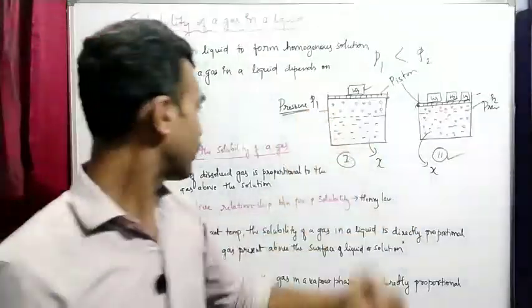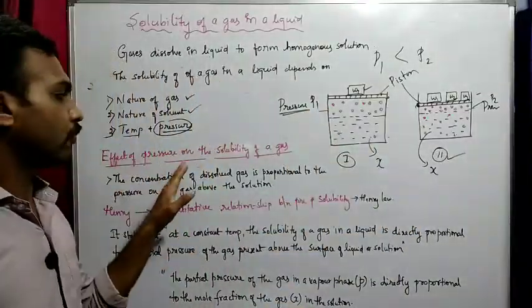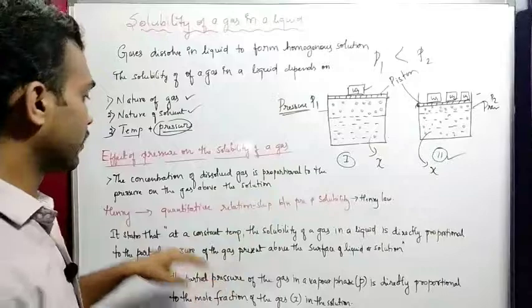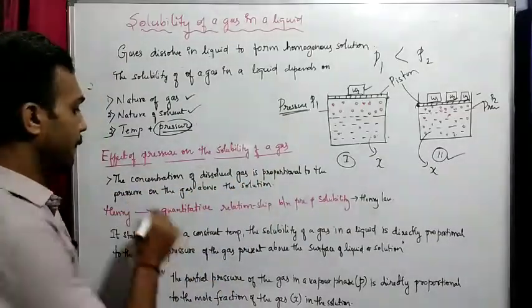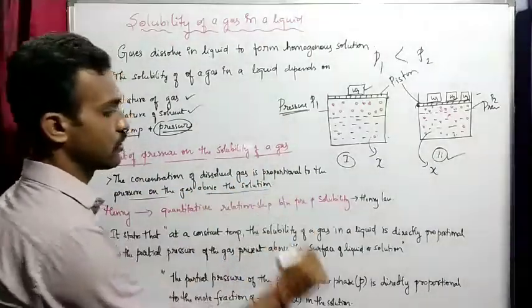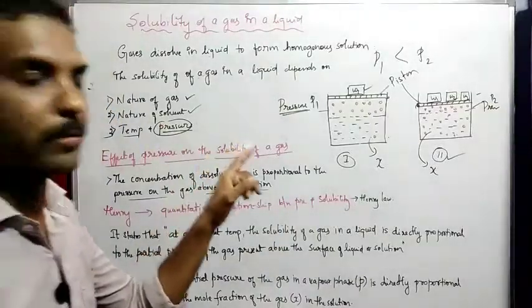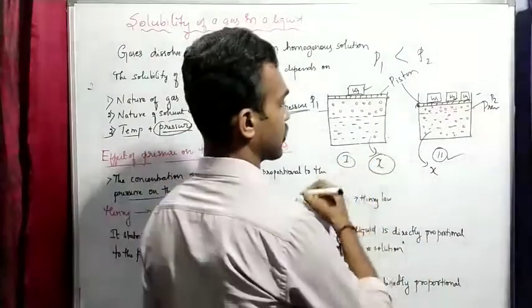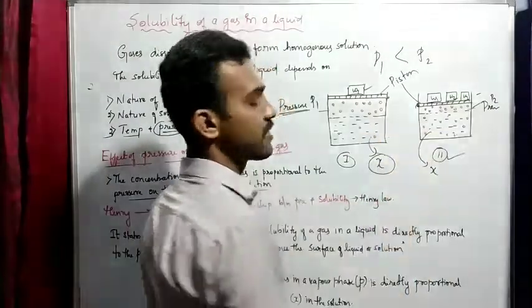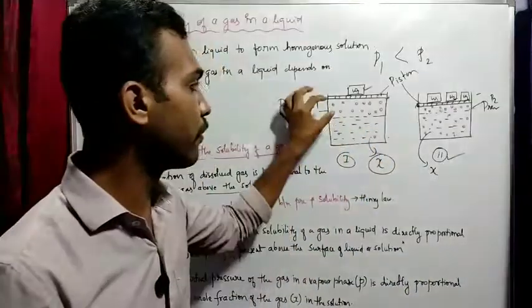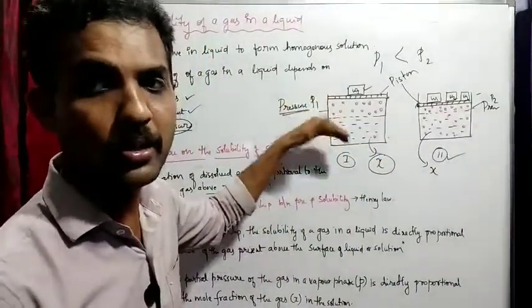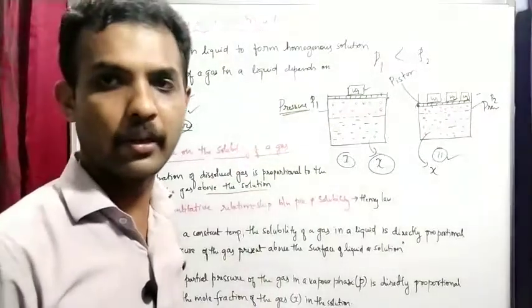So here you can say the effect of pressure on the solubility of gas: the concentration of dissolved gas is proportional to the pressure on the gas above the solution, right? So the concentration of the gas, or the number of particles of the gas, is based on what? It is based on the pressure over the surface of that particular liquid, right?